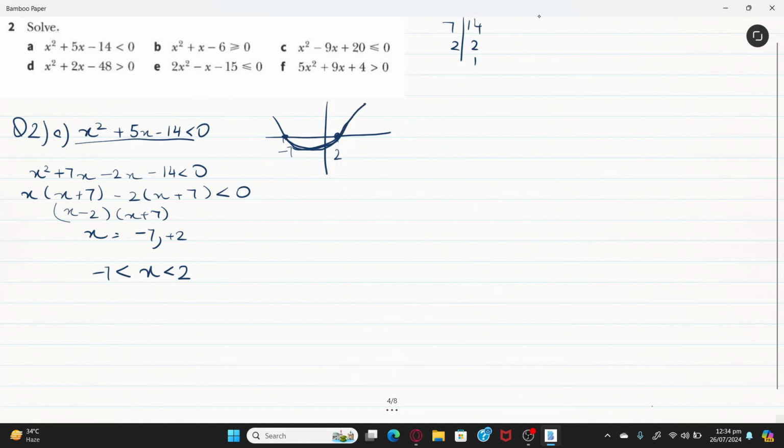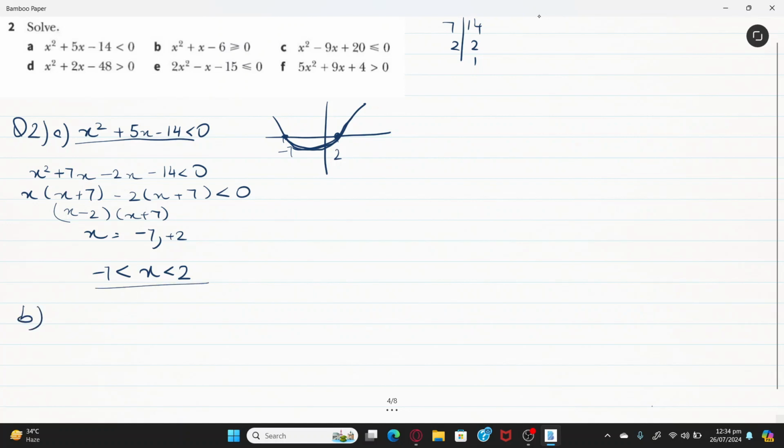And the reason why we have not told them that this is lesser than or equal to, or greater than or equal to -7 or 2, is because they've not asked us the values for 0. -7 and 2 are the points where y is equals to 0. So they have not asked that. They have only asked the values which are lesser than 0, and we have stated these.